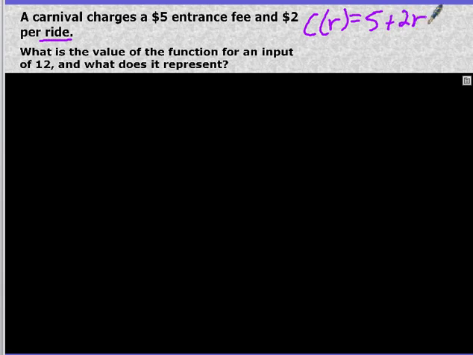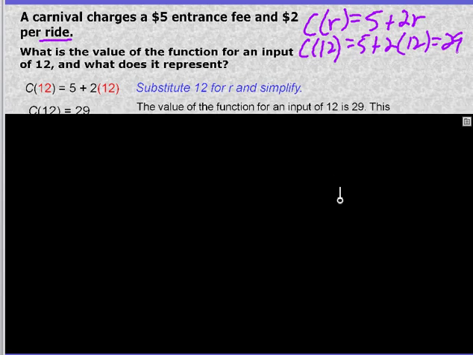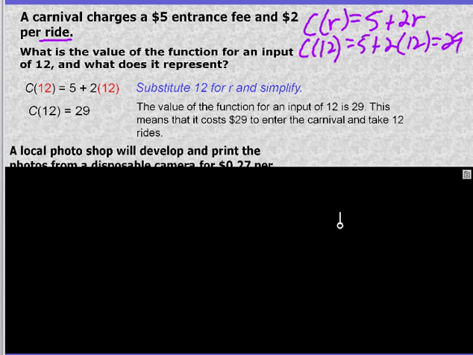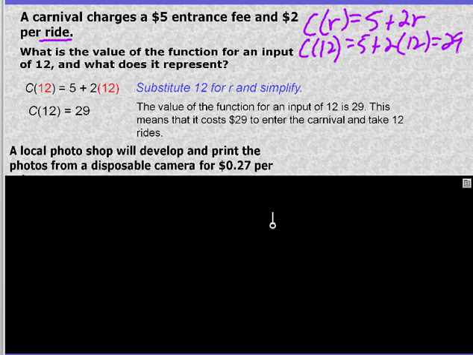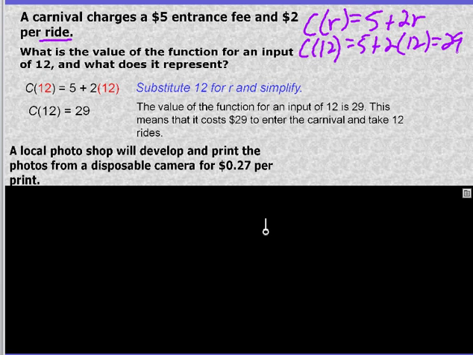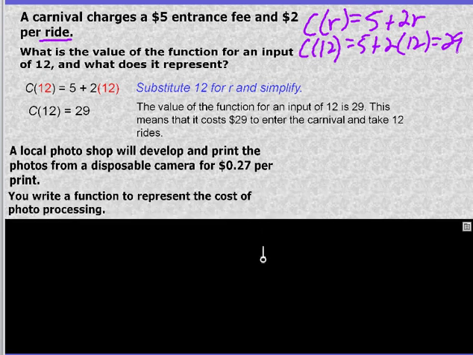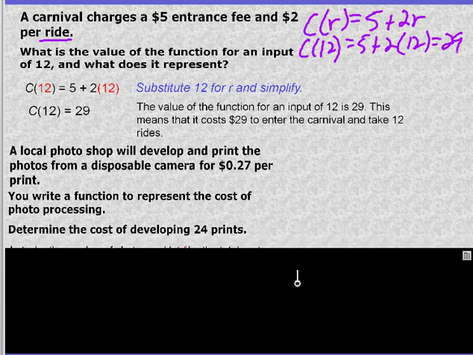So what's the value of the function for an input of 12? Cost at 12 is going to be 5 plus 2 times 12. This is 24 plus 5. It's going to be $29. So going from a word problem to function notation. Okay, local Photoshop will develop and print the photos from a disposable camera for 27 cents per print. I would like you to write a function representing the cost of photo processing in function notation, and then determine the cost of developing 24 prints.